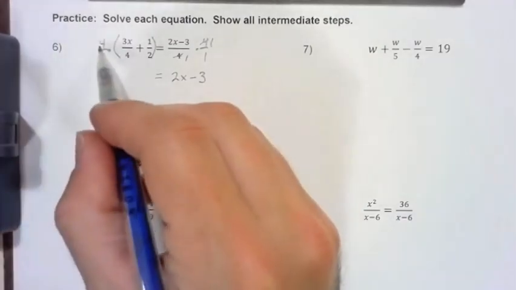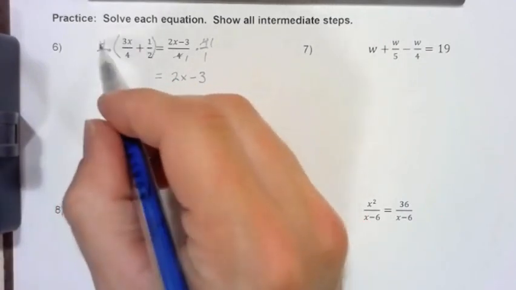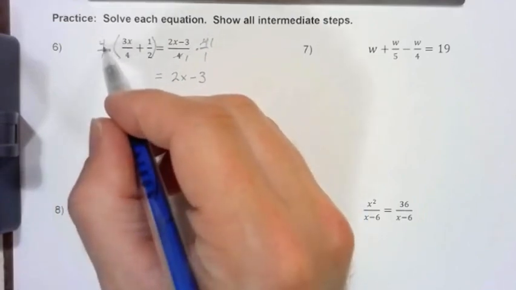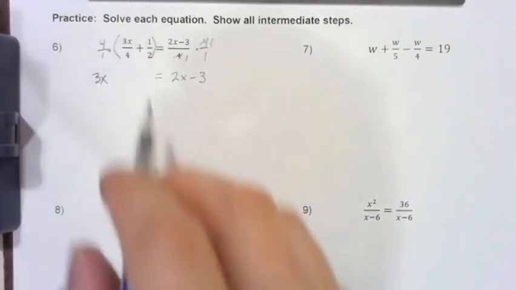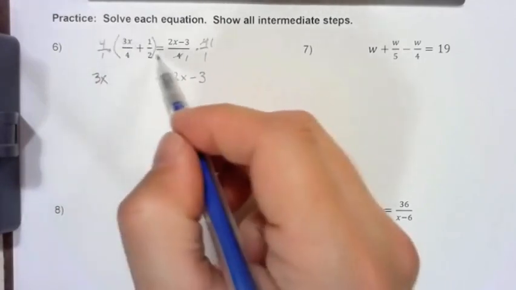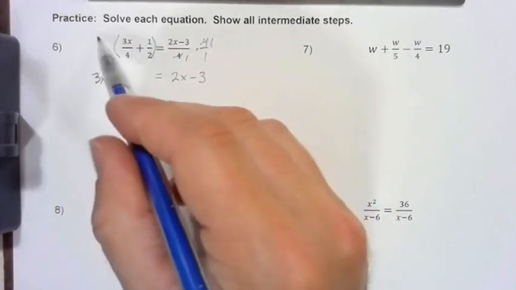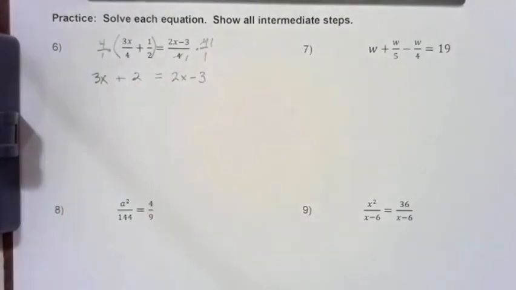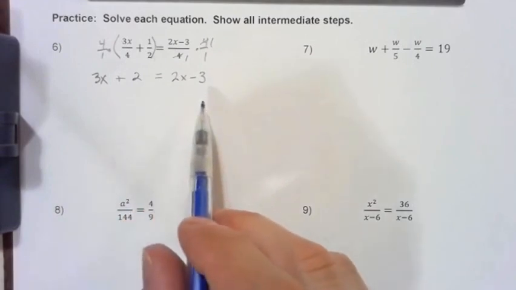Well, again, similarly, I've got to distribute this 4 to each term. So I'm going to distribute it first to 3x over 4. 4 over 1 times 3x over 4. This 4 and 4 are going to simplify to 1s, and so that's just going to leave you with the 3x. But if I do 4 over 1 times 1/2, 2 goes into 4 twice. So this 2 is going to become a 1, while this 4 would become a 2. And 2 times 1 is 2. So that leaves us with the equation 3x plus 2 equals 2x minus 3.